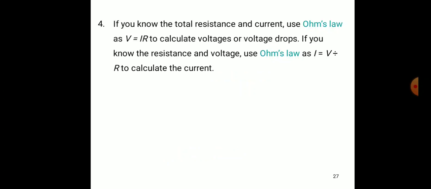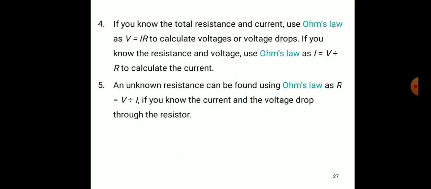If you know the total resistance and current, use Ohm's law, V equals IR, to calculate voltage or voltage drops. If you know the resistance and voltage, use Ohm's law, I equals V by R, to calculate the current. An unknown resistance can be found using Ohm's law, R equals V by I, if you know the current and the voltage drop through the resistor.